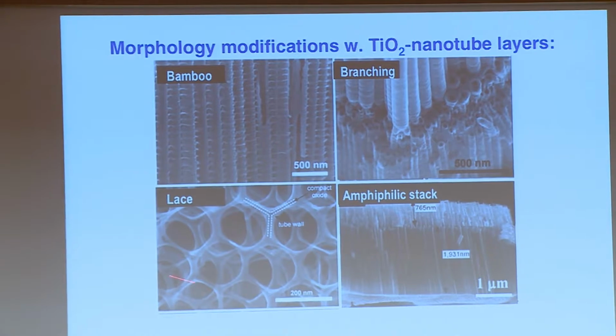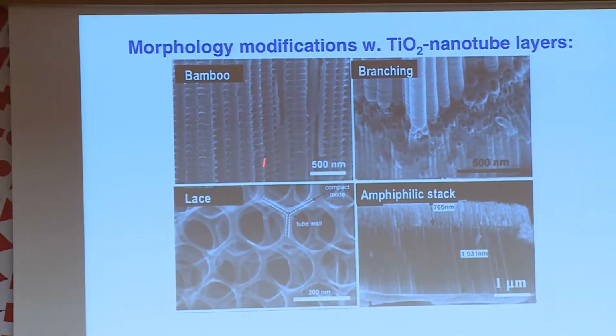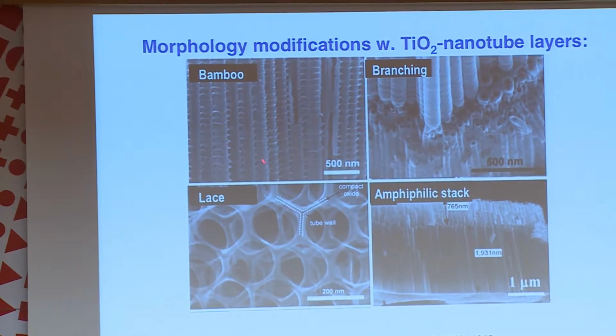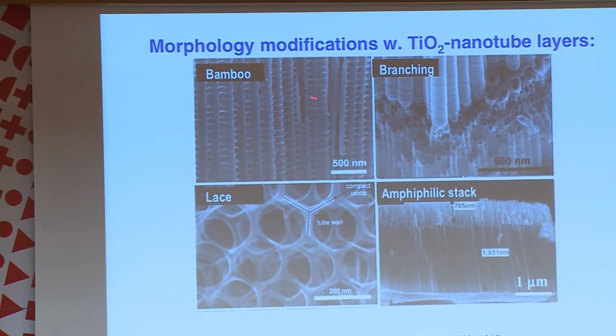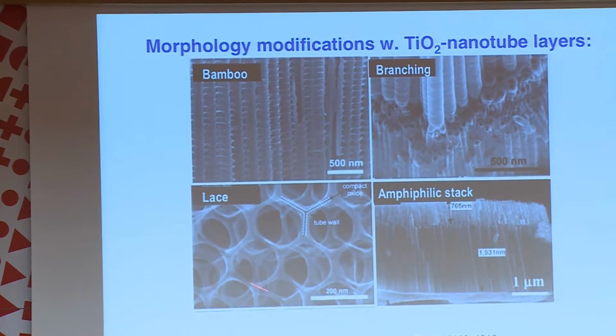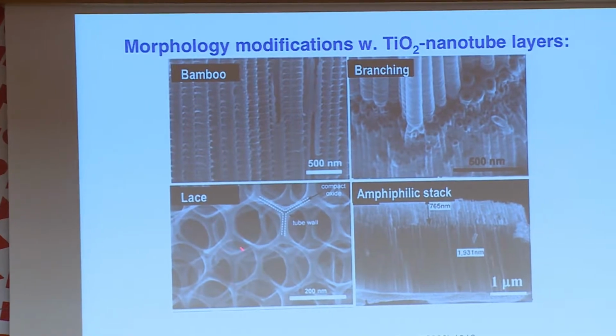You can create such nanotube laces, because you can etch out selectively the inner part of this bamboo structure, and then you're left with this connecting part here. Then the material that you obtain is this nanotube lace.